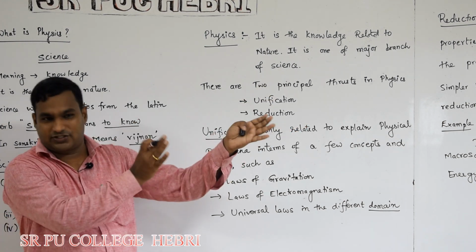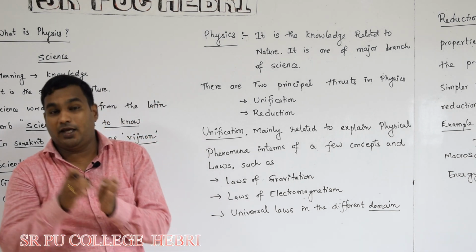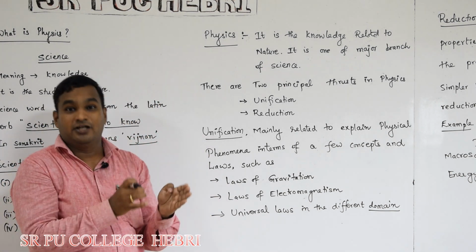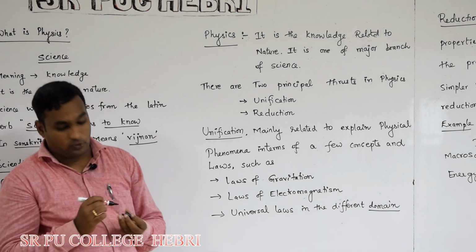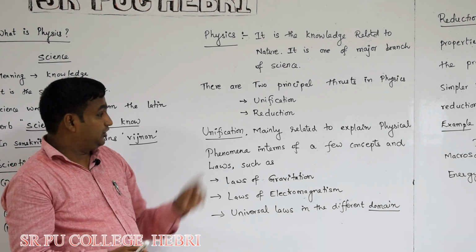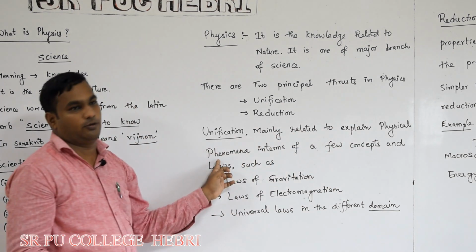Macroscopic means a bigger system. That's why a domain is nothing but one system. It may be small or it may be big. Depending on that, we can deal with the microscopic domain or the macroscopic domain. Again, remember this unification is mainly related to explaining physical phenomena.